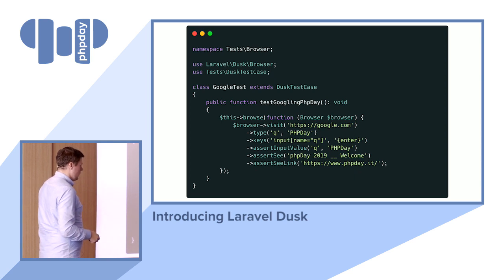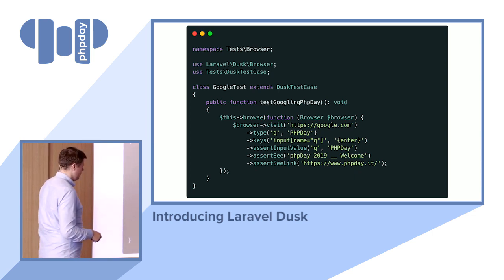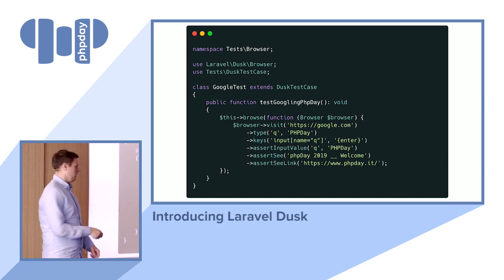And then we can see that the input still has this value. We can see that it asserts some string, and that the link is there as well. So if you Google for phpday, you get this output at the top. You can try that. You get this back.